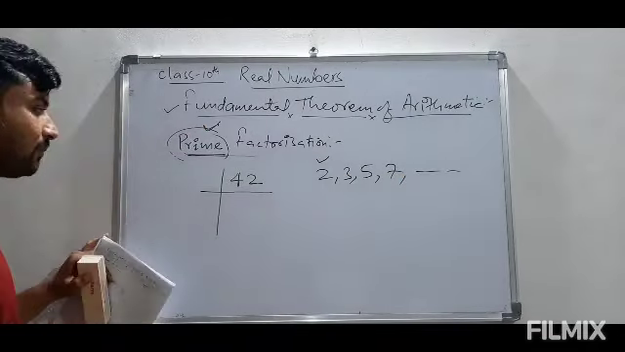Now the important part is the fundamental theorem of arithmetic. What is the statement of this theorem? The statement says every composite number, as we know 42 is having 3 factors. These are only primes. We have to use all factors, so it can be more than 3, but we are using here only 3 prime factors.